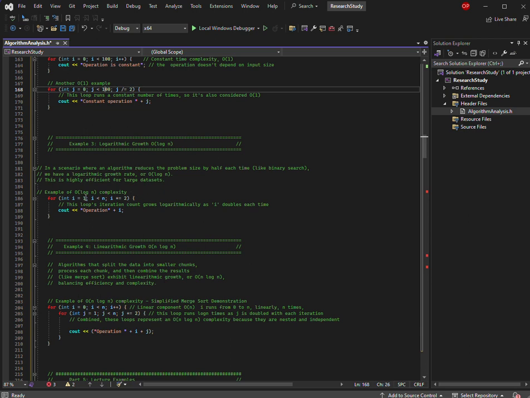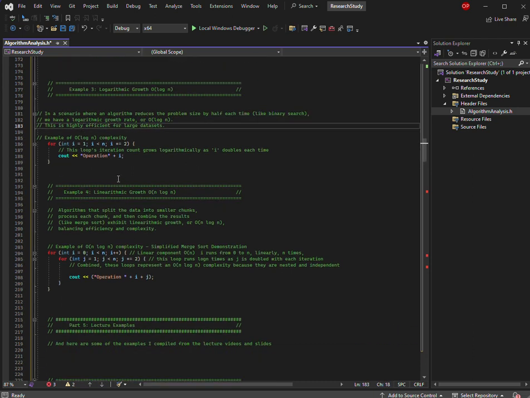And for logarithmic growth, in a scenario where the algorithm reduces the problem size by half each time, like in binary search, we have a logarithmic growth rate, or O(log n), and this is a highly efficient algorithm for large data sets. And here's an example of a log n. It runs this loop, iterates from 1 to n, but multiplying i by 2 each time, so it grows logarithmically because i doubles each time.